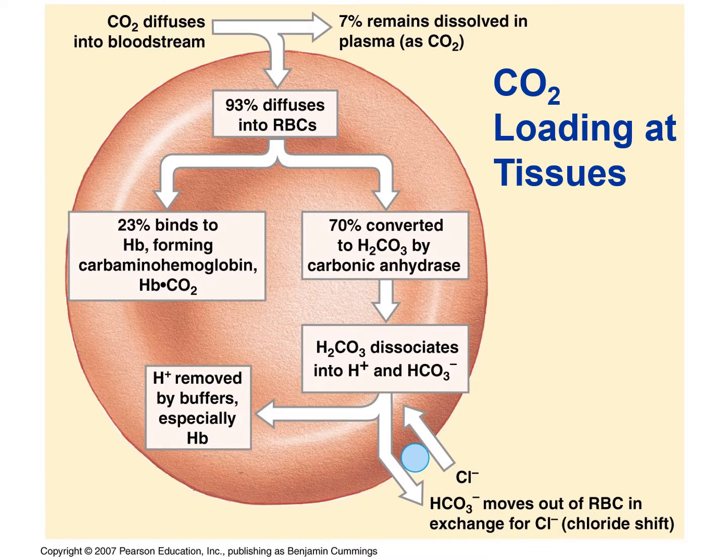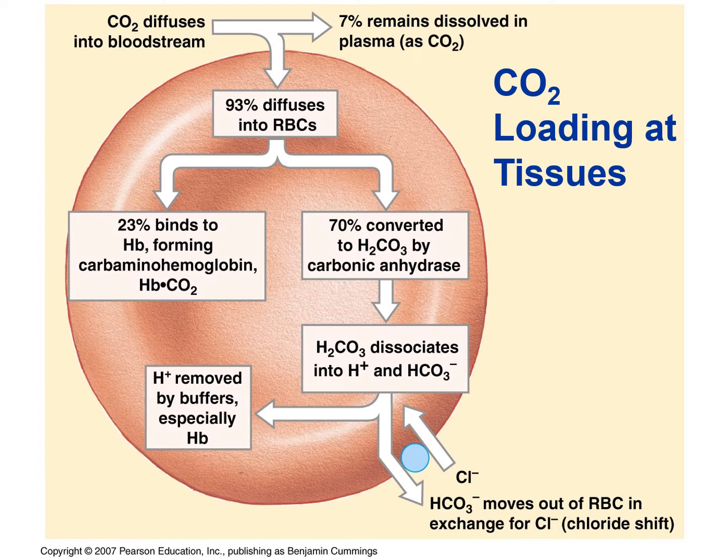This picture shows the 3 different ways that carbon dioxide is transported in the blood. 7% will dissolve in the plasma, but the majority of the carbon dioxide will diffuse into the red blood cells, where 23% will bind to the hemoglobin, forming the carbaminohemoglobin. Remember that the carbon dioxide binds to the amino acids on the protein part of the hemoglobin. It does not bind to the heme group.